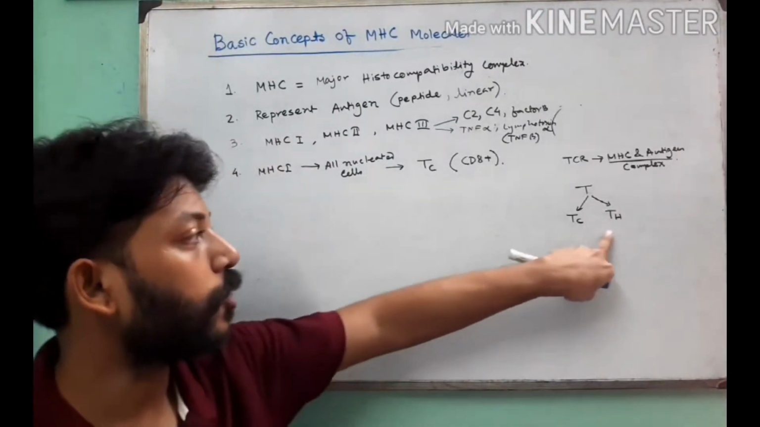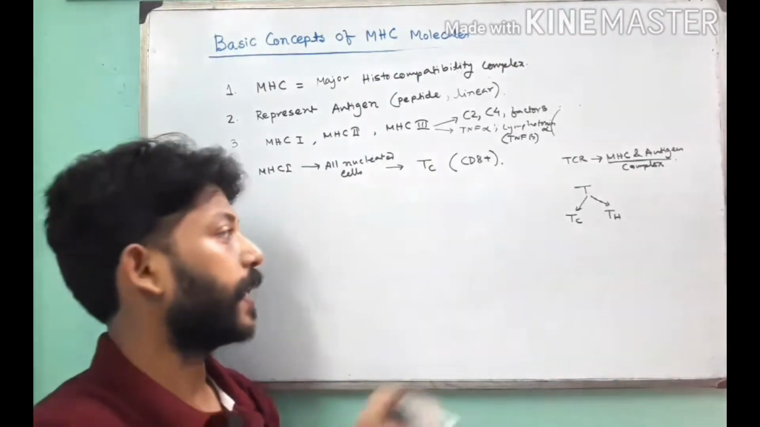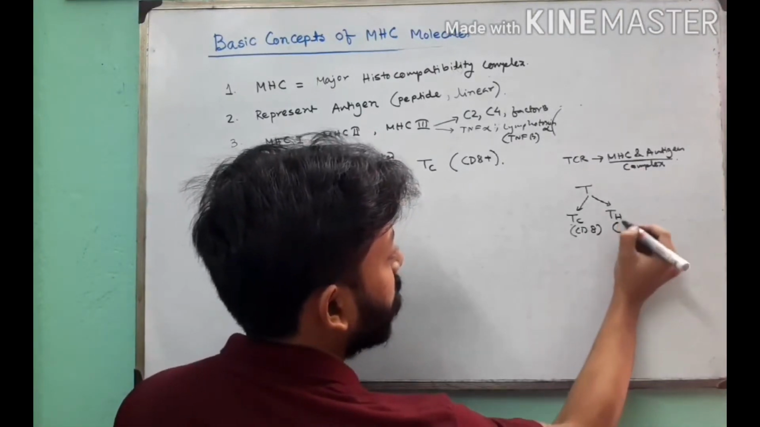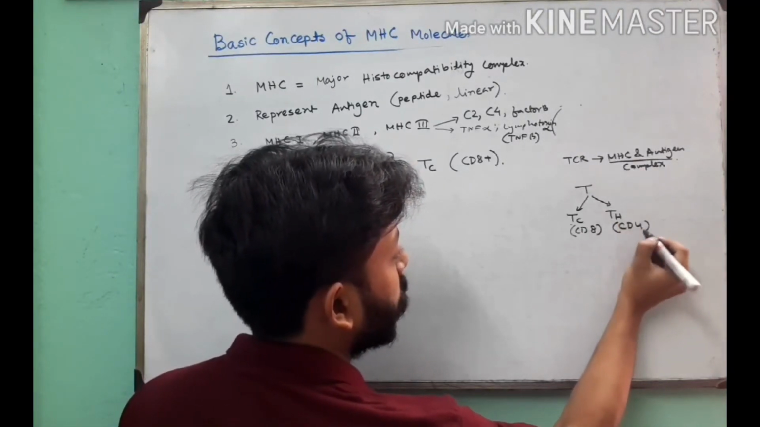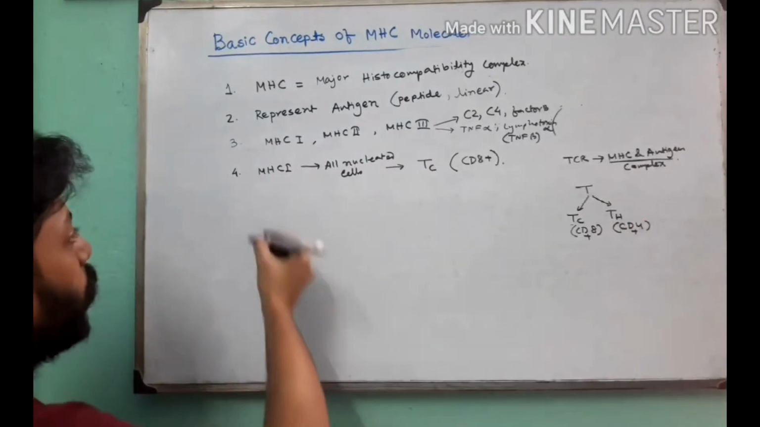So the function of these two cells is different, and they actually express two different co-receptors. Like TC cells express CD8 co-receptor and T helper cells express CD4 co-receptor. So they are called plus. This means they have this co-receptor molecule.